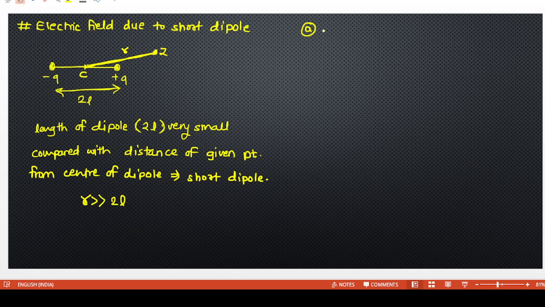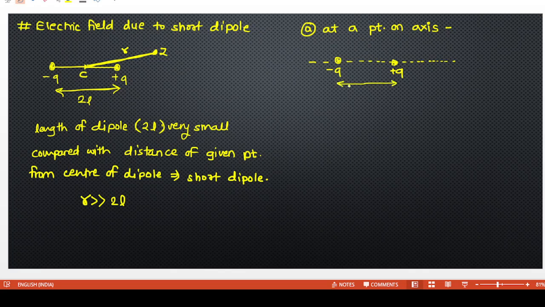First heading: at a point on axis of the dipole. So this is minus q, this is plus q, and this line, write down, is the axis of the dipole.